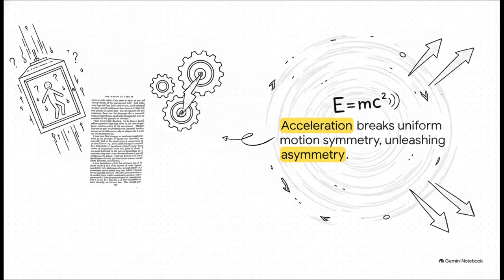E equals mc squared is fundamentally an acceleration claim. It relies entirely on nonlinear transformations. Because acceleration is a break in uniform motion symmetry, the very nature of mass and energy inherently implies a foundational shift.